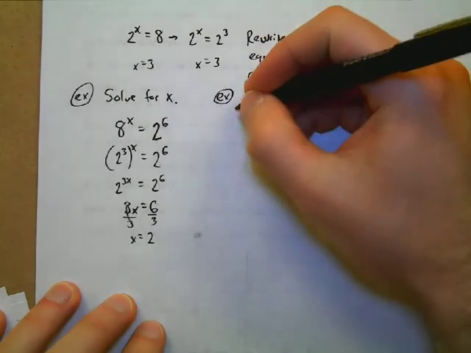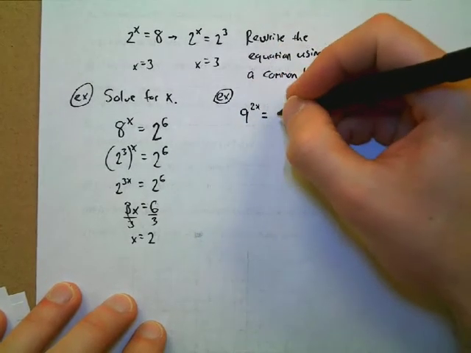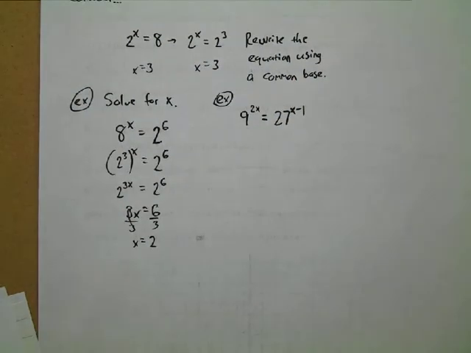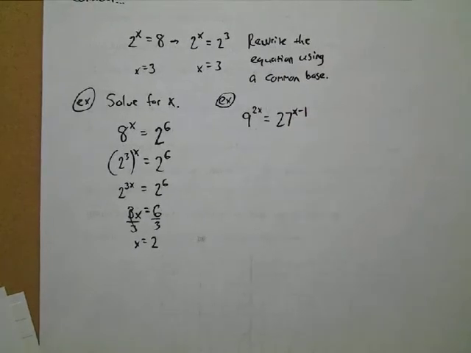Same thing, solve for x here, right? 9 to the 2x equals 27 to the x minus 1. Okay. Is 27 a power of 9? 9 to what power will give us 27? Well, think about that. 9 to the first power is 9. 9 to the second, that's 81. 9 times 9 is 81. So is 27 a power of 9? Not like a nice power of 9 here.